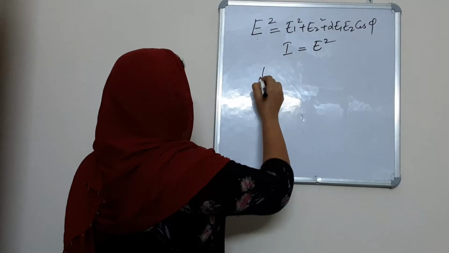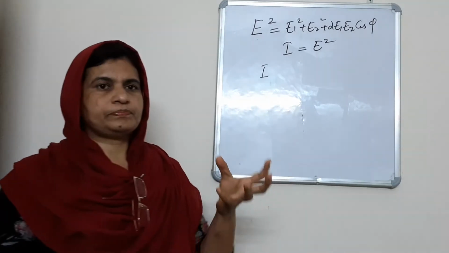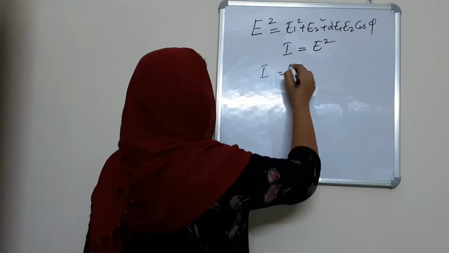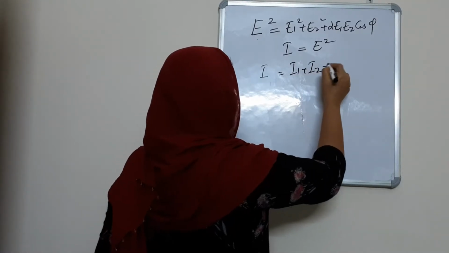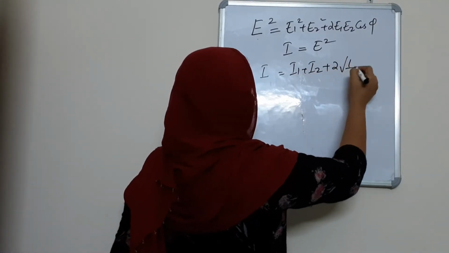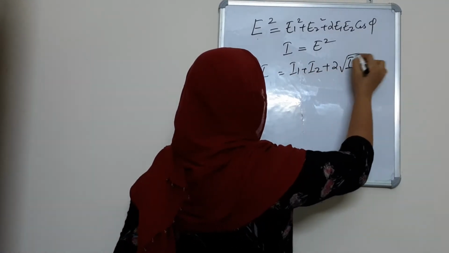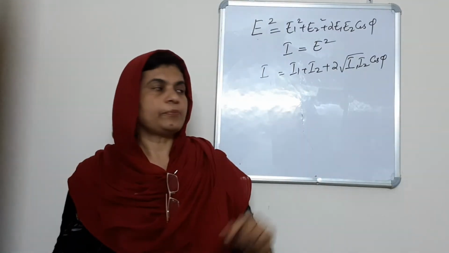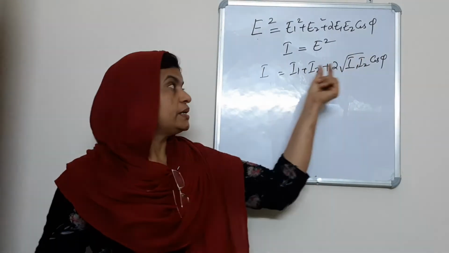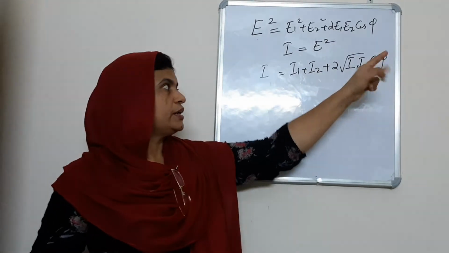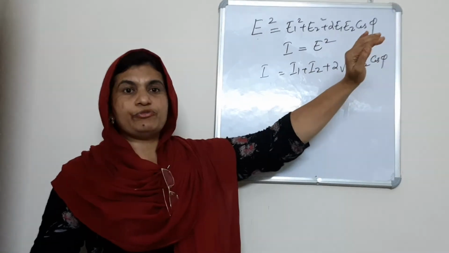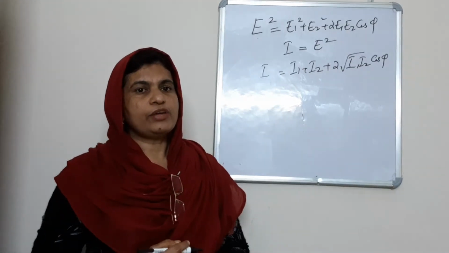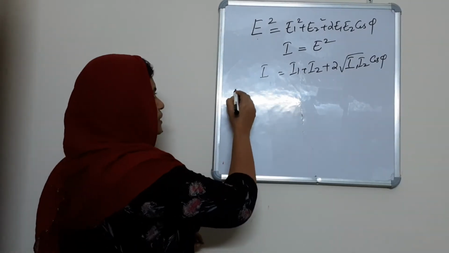Therefore, the total intensity of the resultant wave after superimposition is I is equal to I1 plus I2 plus 2 root I1 I2 cos phi. This is the equation. I1 is the intensity of the first wave, I2 is the intensity of the second wave, and phi is the phase difference between these two waves. Now we can see what the condition for constructive interference is.